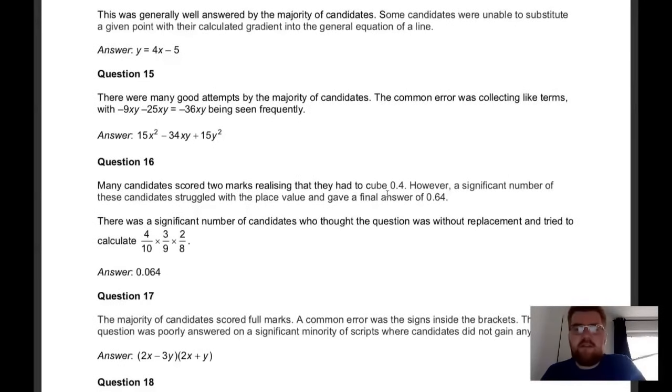Most people realise how to cube 0.4 and struggle to work that out. And a significant number of candidates thought there was without replacement and tried to calculate this. I do have sympathy for that. It didn't seem obvious at all that you'd have to not do replacement. So I do have sympathy for those candidates, and it wasn't obvious from the wording of the question.